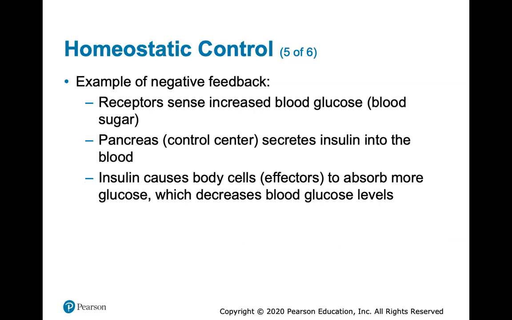So your blood glucose levels have increased. The pancreas, so sometimes a gland can be the control center, will then secrete insulin into the blood, and insulin will cause your body cells, which are the effectors, to absorb more blood glucose out of the blood, which will then decrease the amount of glucose in the blood. So that's just an example of a negative feedback loop.